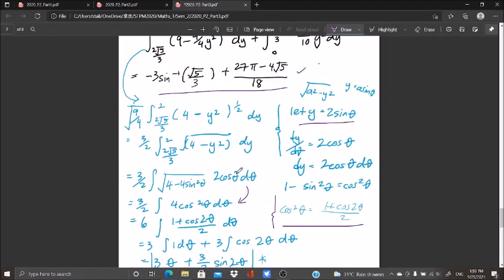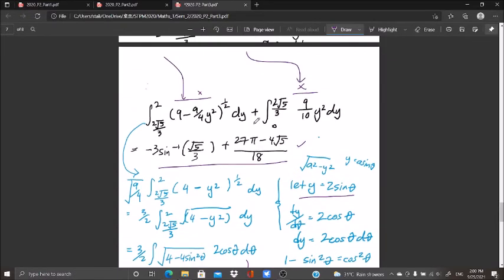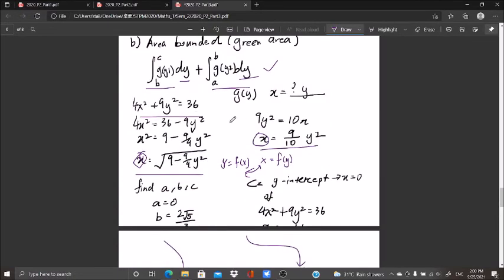If you think this thing is very complicated, you cannot use this method. You can actually integrate on the x-axis. That's also acceptable. But here I perform the integration on the y-axis to provide another view on how to solve this solution.